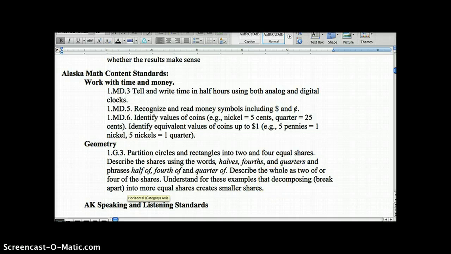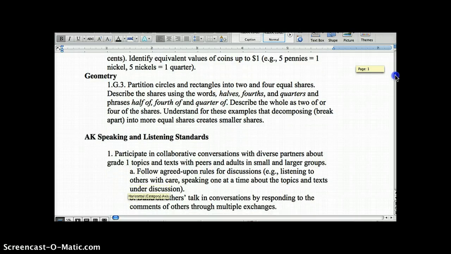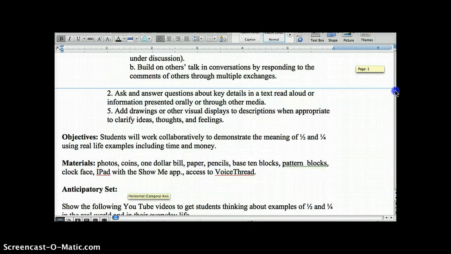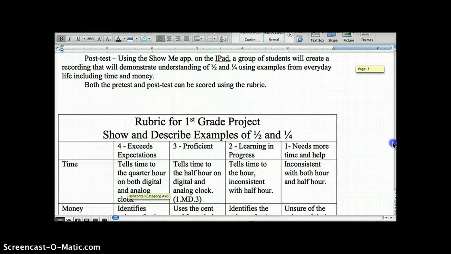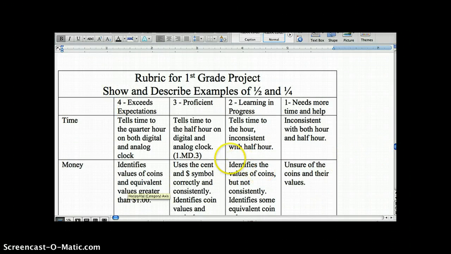I was really interested in seeing if the students could make connections to everyday life, and so I started with a pretest. Before I get to that, I'll just show you very quickly the rubric. This is the rubric that I came up with. This is what I was hoping that they would do.